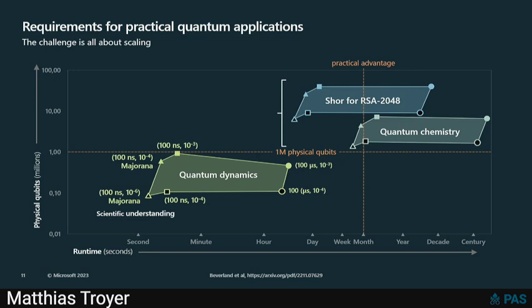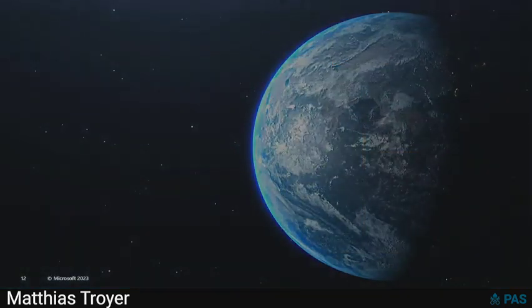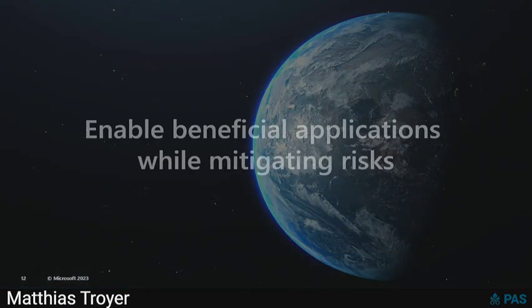But I think we'll get there, and there have been debates about that already. But then at the same scale of runtimes, maybe with a few more qubits, one can start breaking crypto. That means there are also threats around here with quantum. And the question that I want to talk about now is what do we have to do to enable the beneficial applications while mitigating the risk.